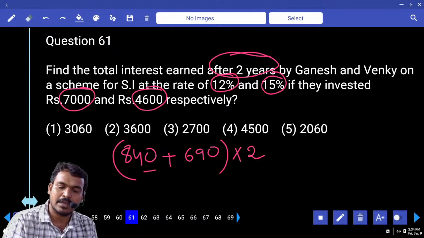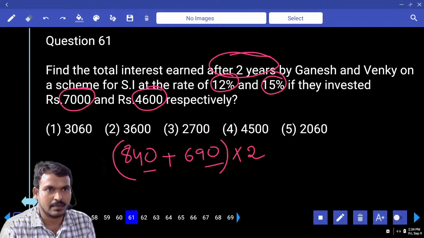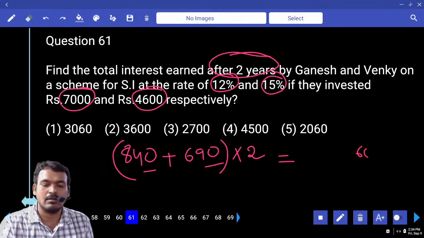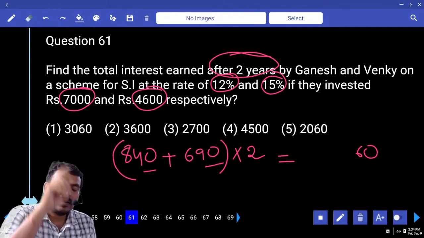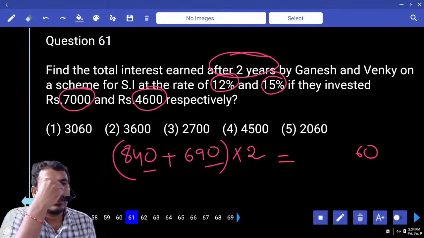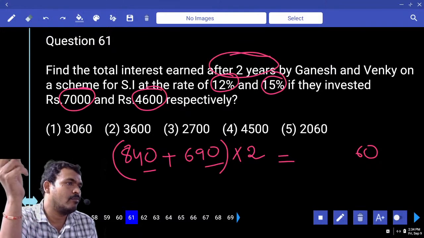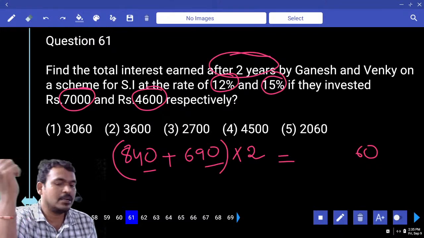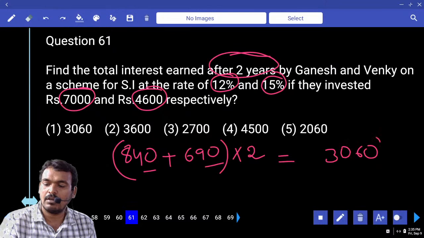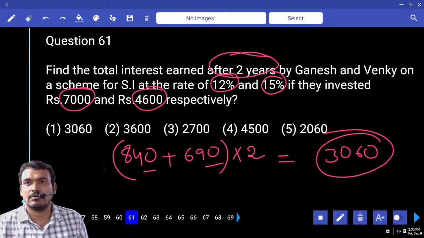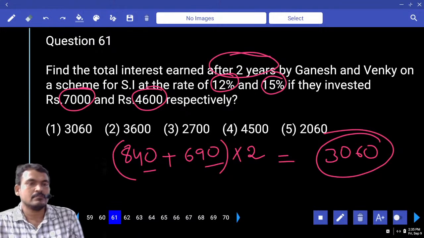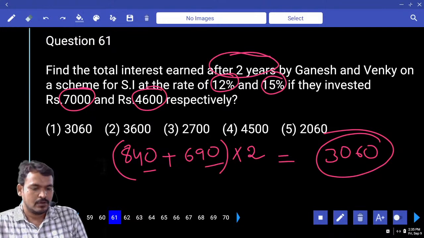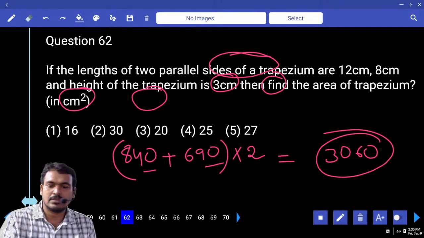Okay. 40 plus 90, how much? 130. End with 30 into 2 times means end with 0, or not? Okay. 800 plus 600, 1400. 40 plus 90, 130. Total it is 1500 and 30, or not? 1530 into 2 times, 30, or not? 30. 840 and the other are individually 1 year interest, 1 year interest, or not? But we required how many years interest? 2 years.